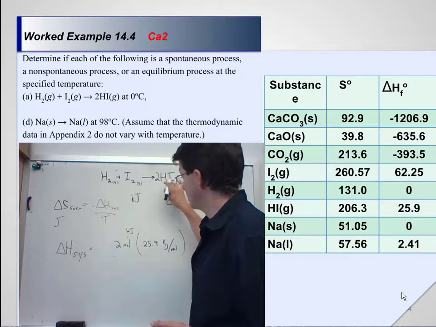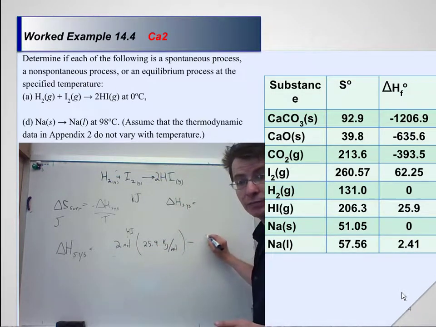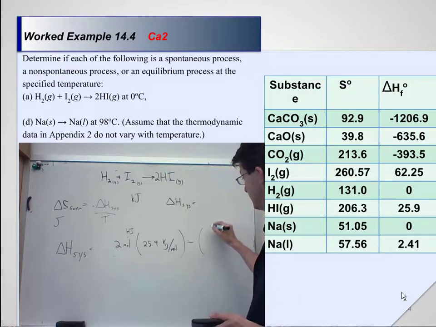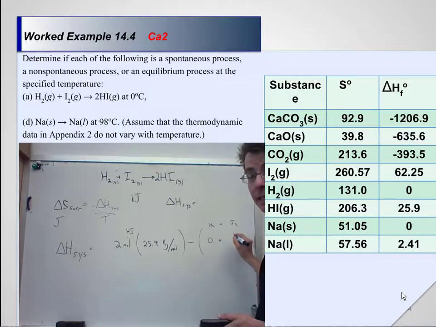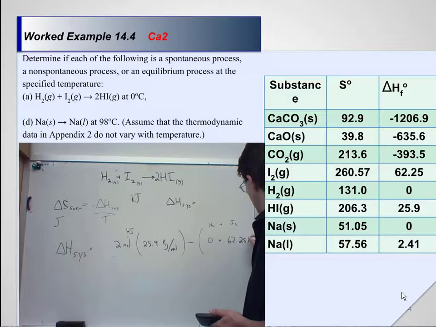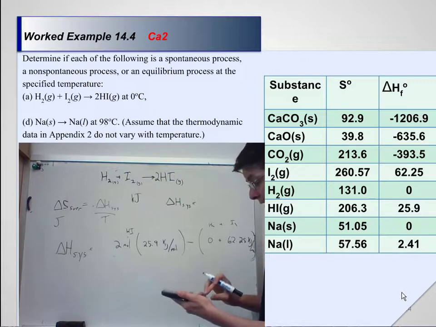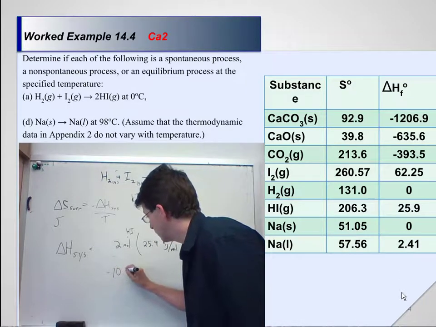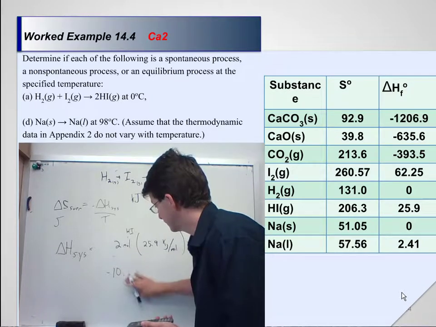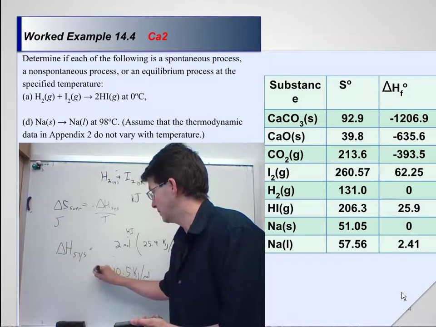That's the delta H of formation for HI right off the table, minus the delta H of formation for the hydrogen and the iodine. Hydrogen is 0, the iodine is 62.5, and there's only one, 62.5 kilojoules per mole. It's only 1 mole, allowing us to do the calculation. Negative 10.4 kilojoules per mole of HI for this particular system.